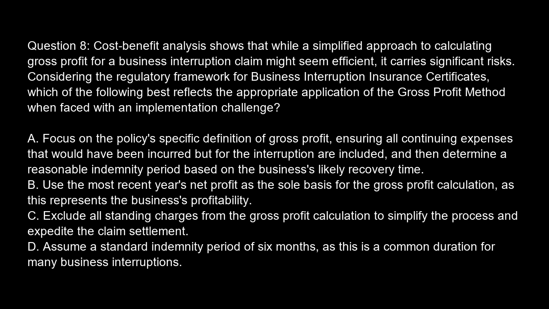Option A. Focus on the policy's specific definition of gross profit, ensuring all continuing expenses that would have been incurred but for the interruption are included, and then determine a reasonable indemnity period based on the business's likely recovery time. Option B. Use the most recent year's net profit as the sole basis for the gross profit calculation, as this represents the business's profitability. Option C. Exclude all standing charges from the gross profit calculation to simplify the process and expedite the claim settlement. Option D. Assume a standard indemnity period of 6 months, as this is a common duration for many business interruptions.